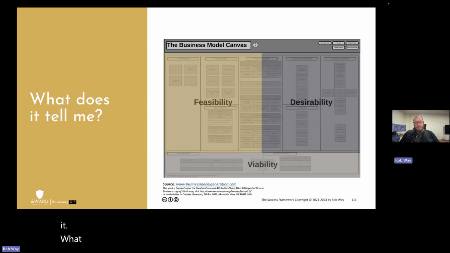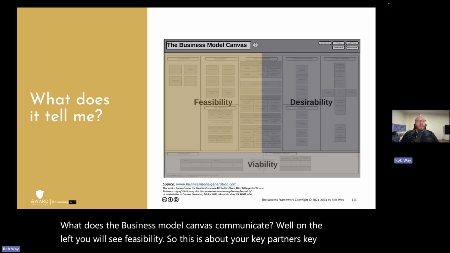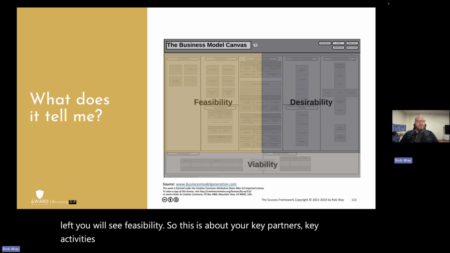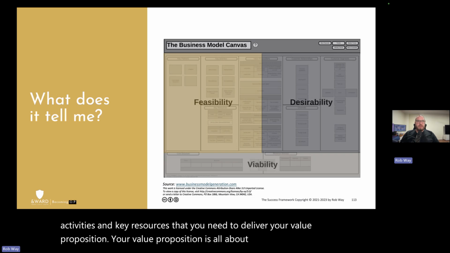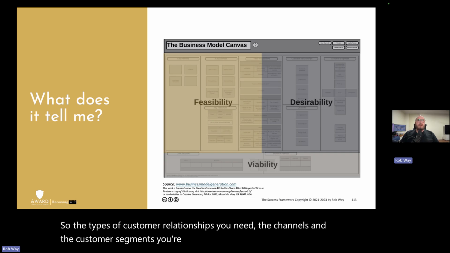What does the business model canvas communicate? Well, on the left, you will see feasibility. So this is about your key partners, key activities, and key resources that you need to deliver your value proposition. Your value proposition is all about desirability. So the types of customer relationships you need, the channels, and the customer segments you're serving.